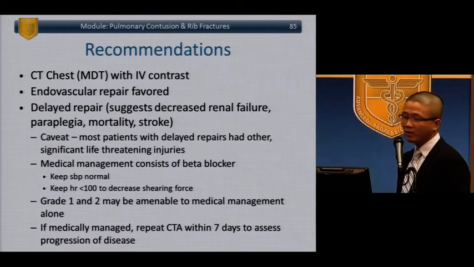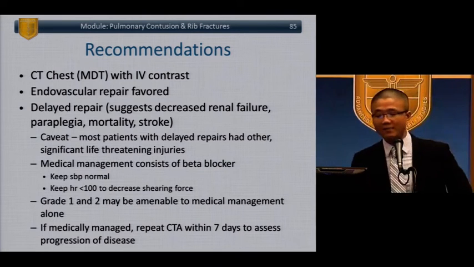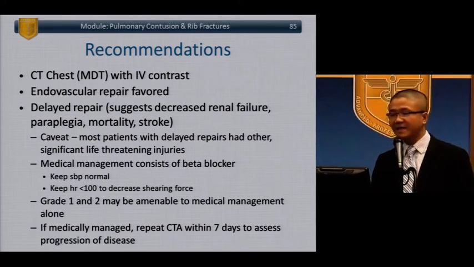Okay. Grade 1 and 2, those are the intimal disruptions, are very amenable to medical management alone. They need follow-up. They need follow-up studies. If you have medically managed patients, just like the blunt cerebrovascular patients, we're looking for a repeat of the CT angio.